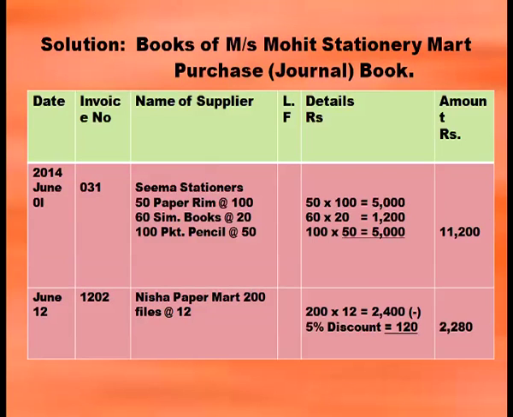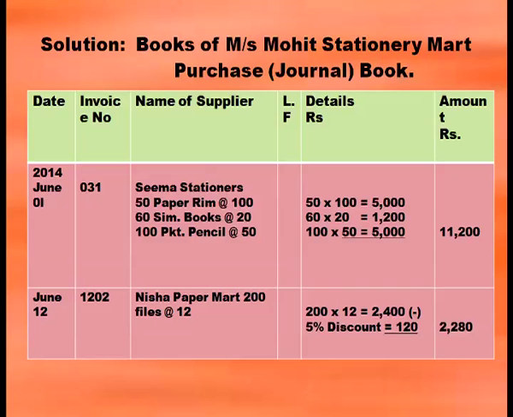So, 50 into 100, 5000; 60 into 20, 1200; 100 packet pencil at rupees 50, 100 into 50, 5000. So, 5000 plus 1200 plus 5000 will give you 11,000. That total amount will come in the amount column. Another purchase is done by this organization.